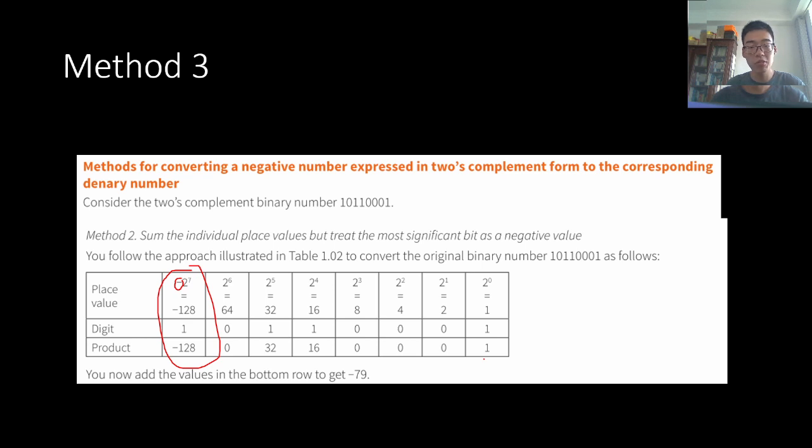You will find, very interestingly, we get the same value. Surprisingly, it's still minus 79. So this means that this method works as well.